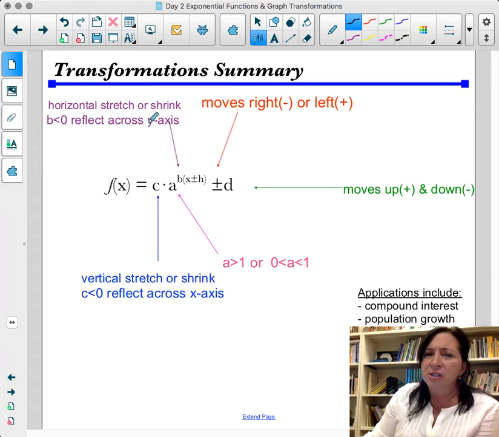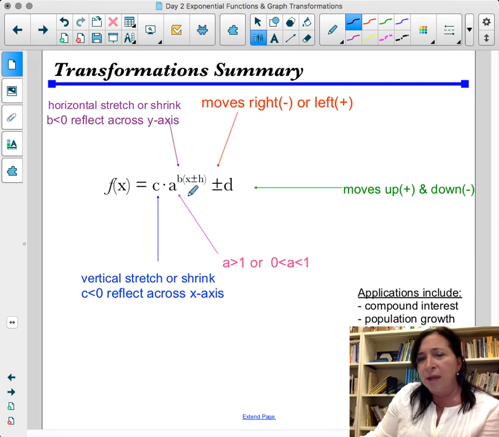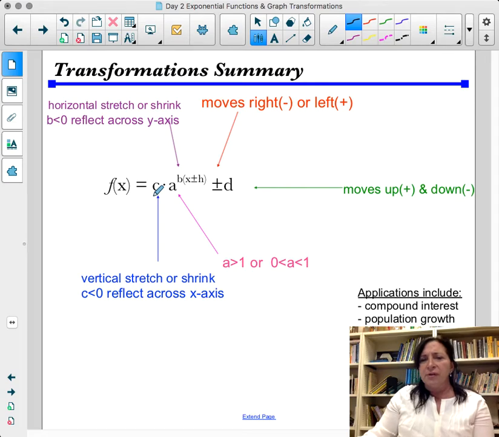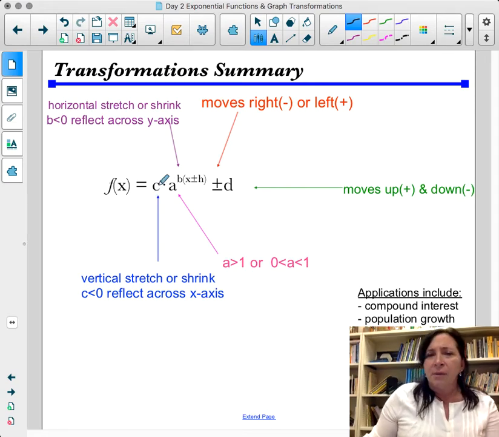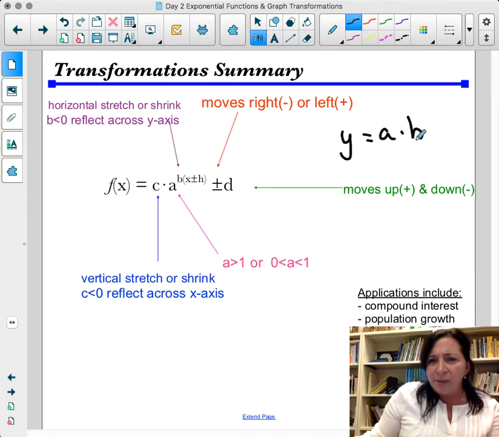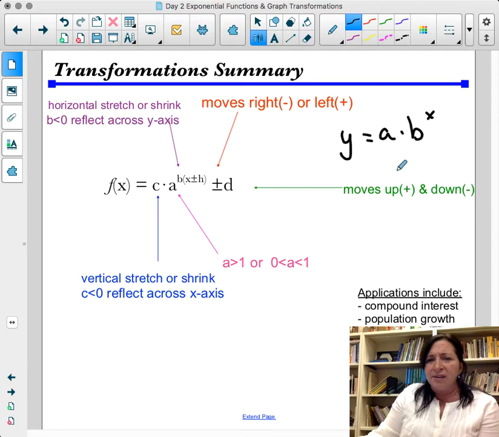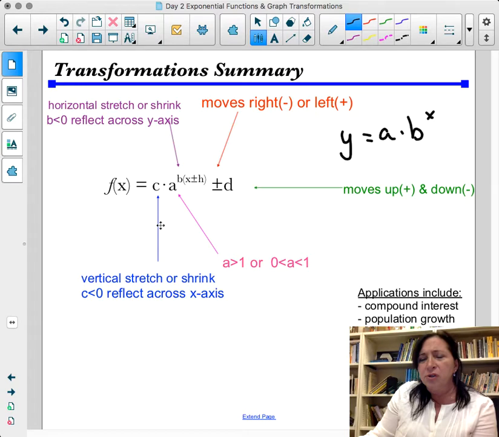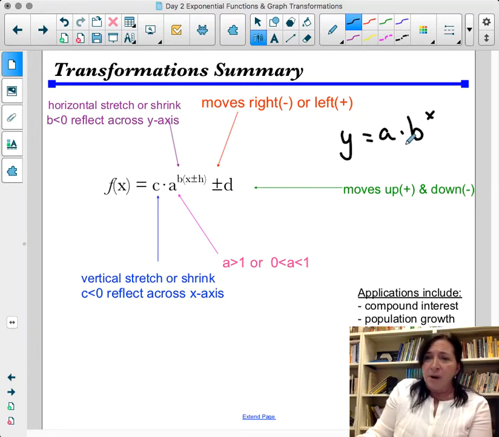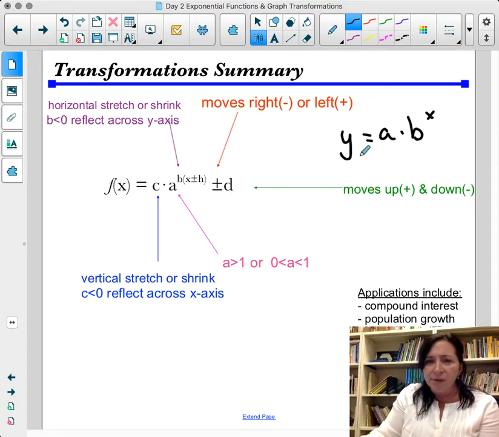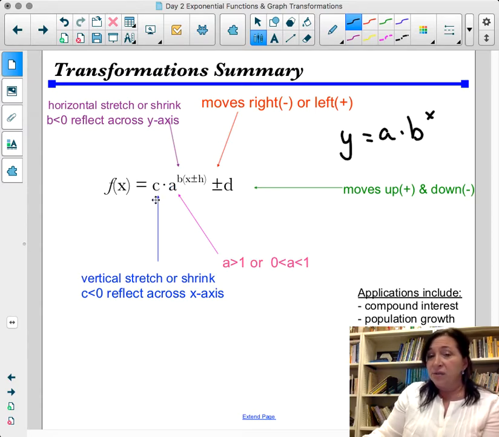Here's a transformation summary, a couple of things. Now, if you notice, these are different letters. Different textbooks use different letters, and I would not get comfortable with using any specific form, like y equals a times b to the x. That's great to start with, to know what that does, but just know that different textbooks do use different variables. So don't get caught up on, well, the a has to be in front, that's my y-intercept. Well, in this case right here, it's c, so 0, c is my y-intercept.